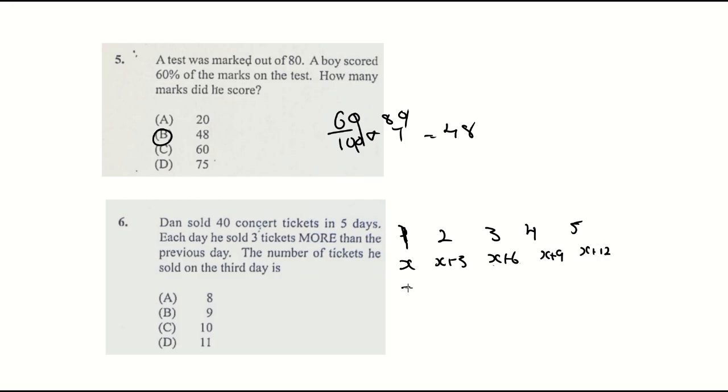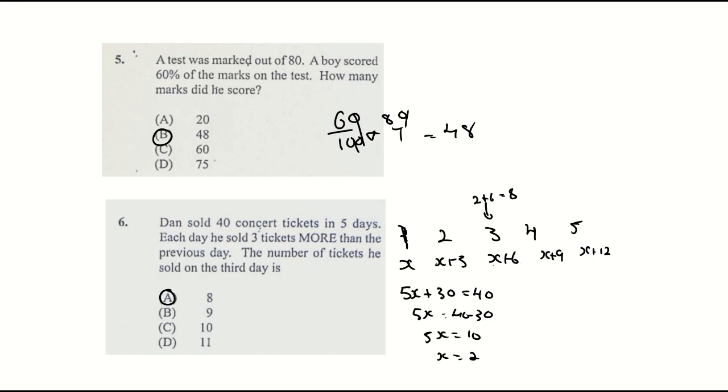When you add this all up, you get 5x plus 30 is equal to 40. Right? Then 5x would have been 40 minus 30. 5x is equal to 10. So x would have been 2. So you want day 3. Day 3 is 2 plus 6, which is equal to 8. So the answer is A, 8.